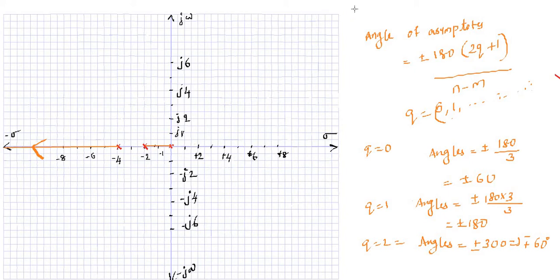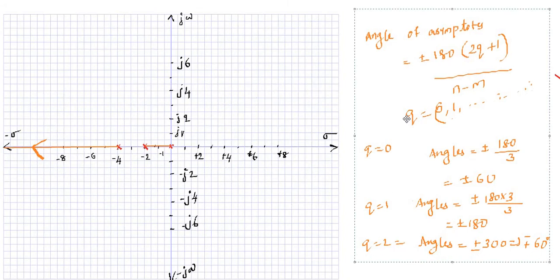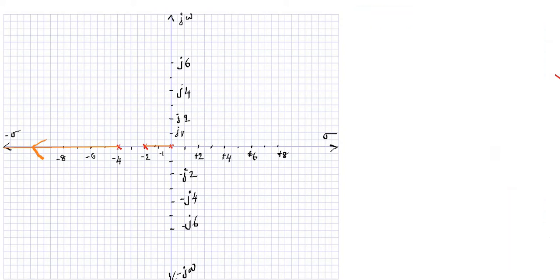As I have already told you, all asymptotes will meet at a point on the real axis, that is called the centroid. So, the next step is we can find the centroid by using the equation: centroid equals sum of poles minus sum of zeros, divided by n minus m.